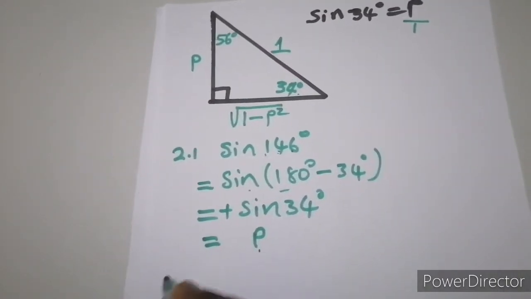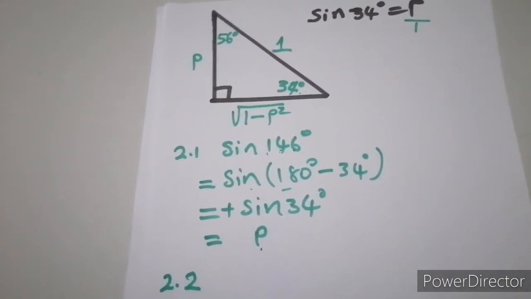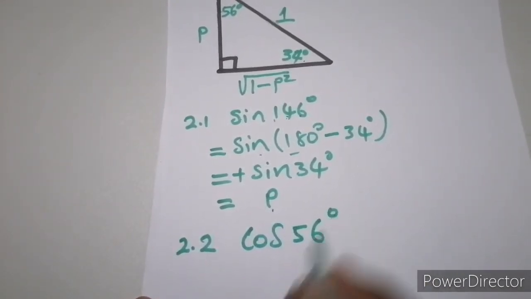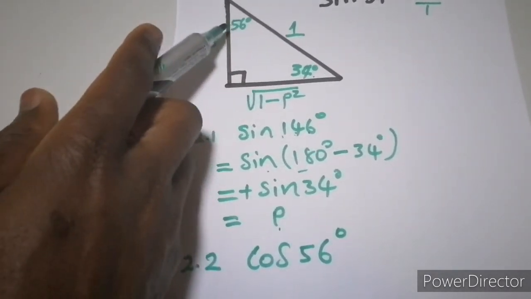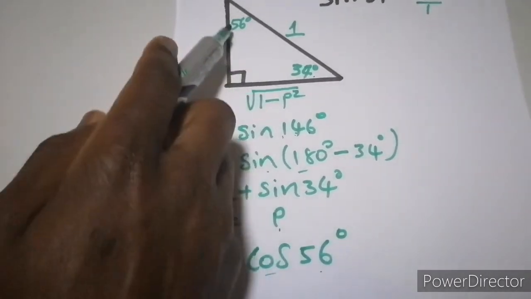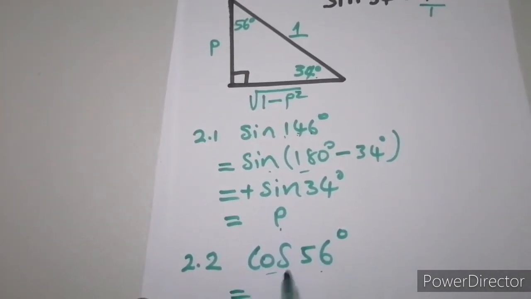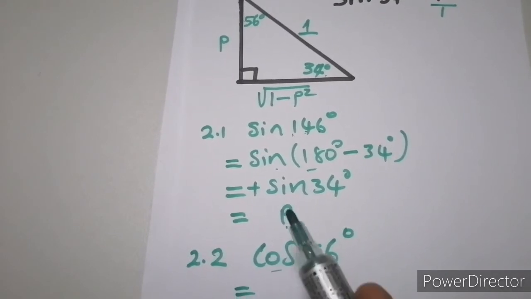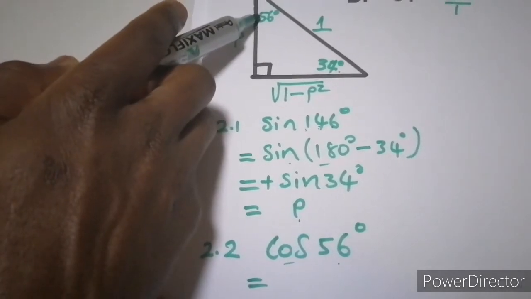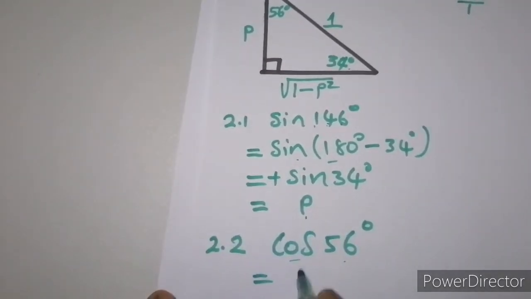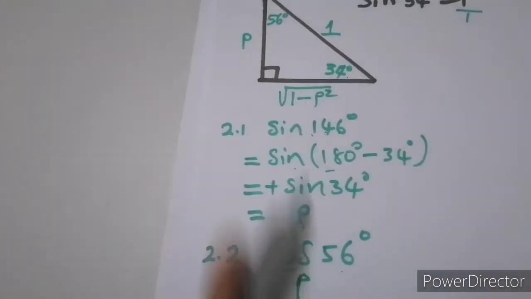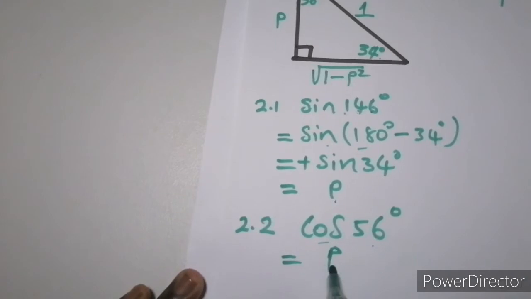Now, the second question, 2.2. We are given the cos of 56 degrees. Now, in that right-angled triangle, already we have 56 degrees. There's no need for us to reduce this. We have that angle there. Then now we're going to talk about the ratio of the cos of an angle, which is adjacent side divided by hypotenuse. The adjacent of angle 56 degrees is P, divided by hypotenuse, which is 1. So the answer is P.